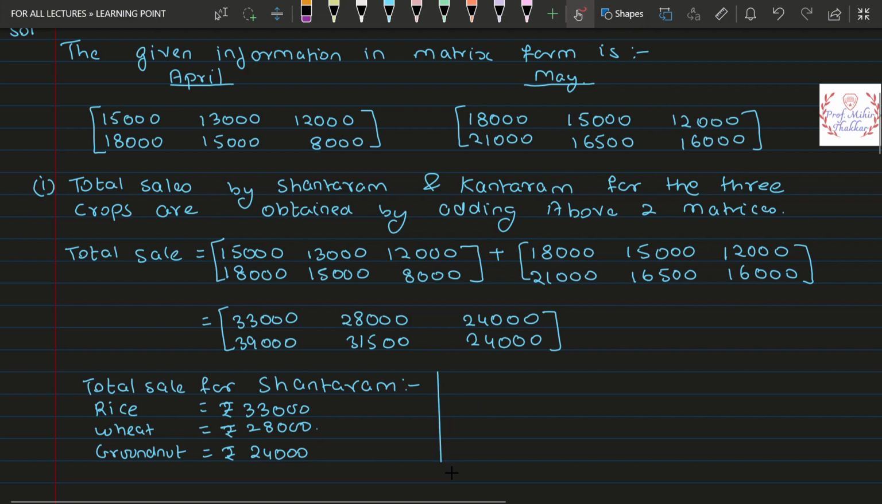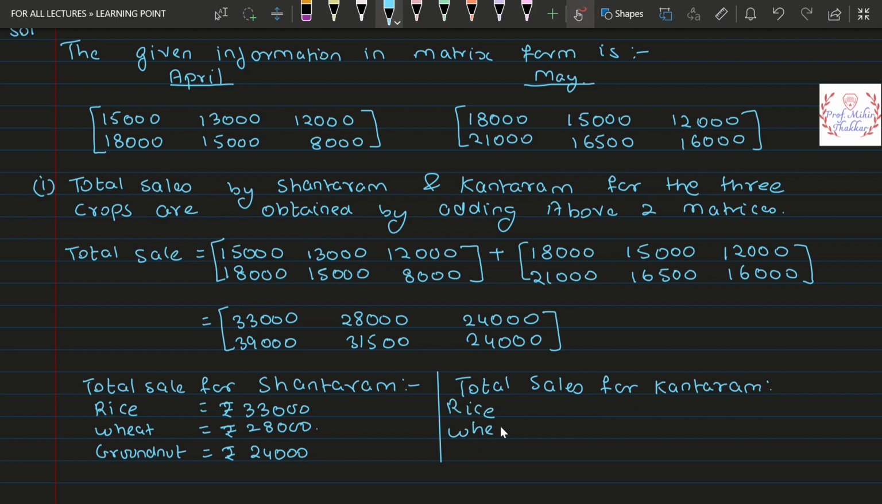The similar values I can also write for total sales for Kantaram for the same crops, rice, wheat and groundnut, that is rupees 39,000, 31,500 and rupees 24,000. Yeah, so guys, that was the first part.